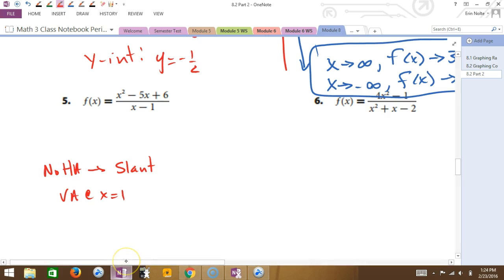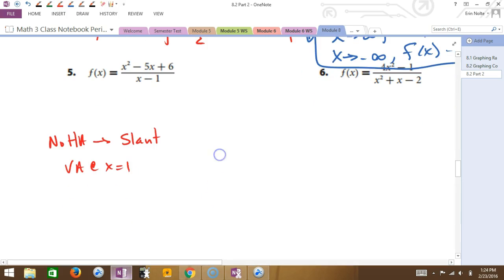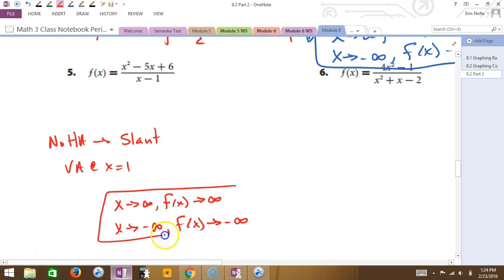Okay, so I would say for this one, as x approaches infinity, my f of x goes to positive infinity. And as x approaches negative infinity, my y goes to negative infinity.